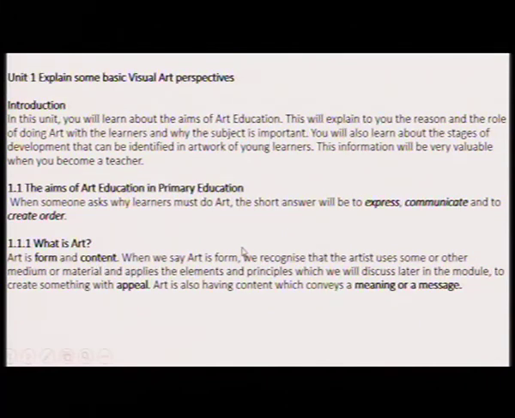Unit 1, 1.1, the aim of art education in primary school. Generally speaking, when somebody talks about art, let's say at home, or you meet somebody in the street, they ask you, what are you? You tell them I'm an artist. The first thing they will ask you is, can you draw me? Actually, that is the general understanding in our society when it comes to arts.